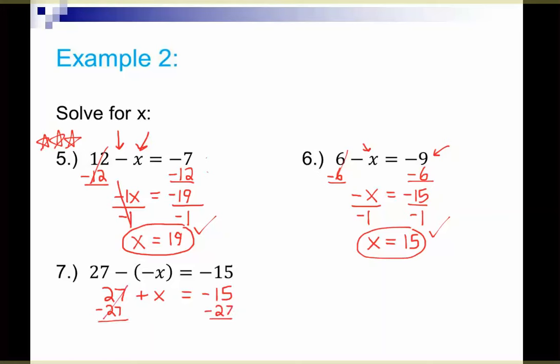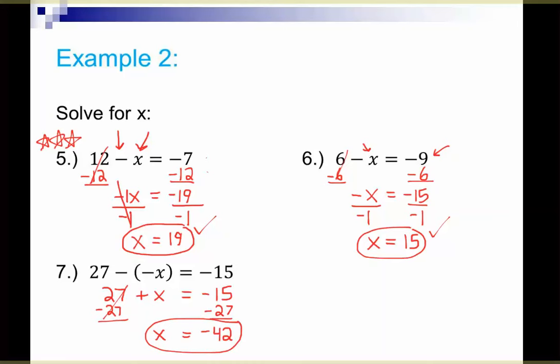These guys are going to cancel out, and we're left with a positive x equals, and that's get mugged twice. You lose 15, you lose 27, you've lost 42. So x equals negative 42. Why am I not dividing this one by negative 1? Well, there's no negative sign to get rid of. It's just a positive x. It's exactly how we want it.